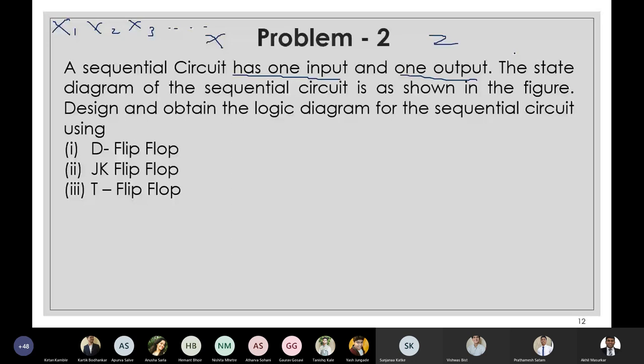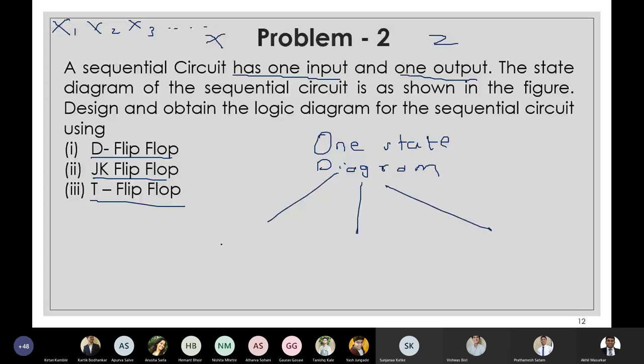So copy this. The state diagram of the sequential circuit is as shown in the figure. Design and obtain the logic diagram for the sequential circuit using D flip flop, JK flip flop and T flip flop. So now we have one state diagram, and the same state diagram we have to implement using D, JK and T. Once you do this, we can do a comparison. Which is better? Which requires lesser hardware? Does JK, T, or D require lesser hardware? So we will choose that flip flop.